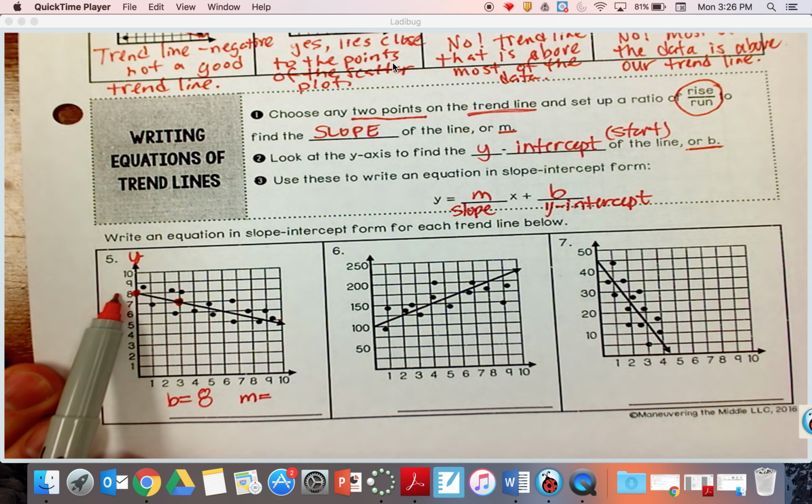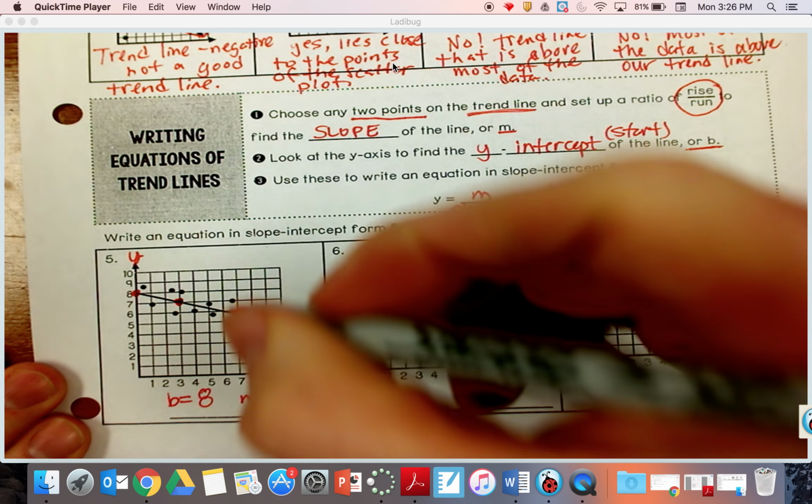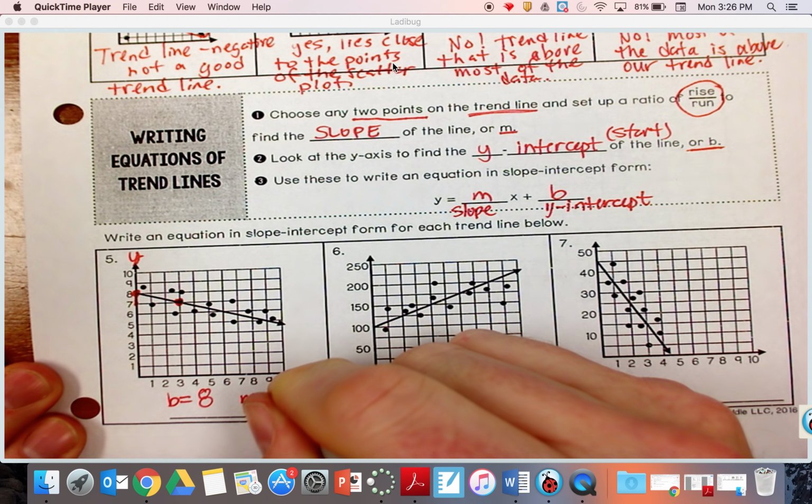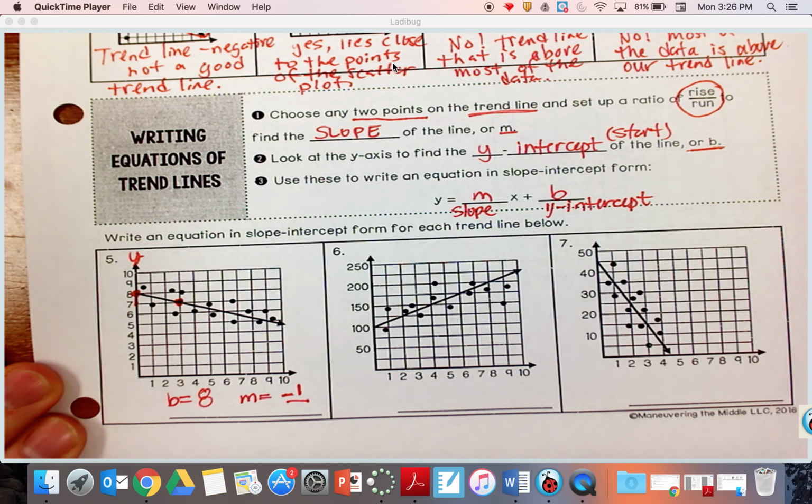So I'm at 8 to do my rise. This is negative, so I have to go down. So I'm going down 1. That gives me a rise of -1. And it gives me a run of 1, 2, 3. So I went down 1 and ran 3. So I have a slope of -1/3. Remember, it's negative because this is a negative correlation and a negative line.